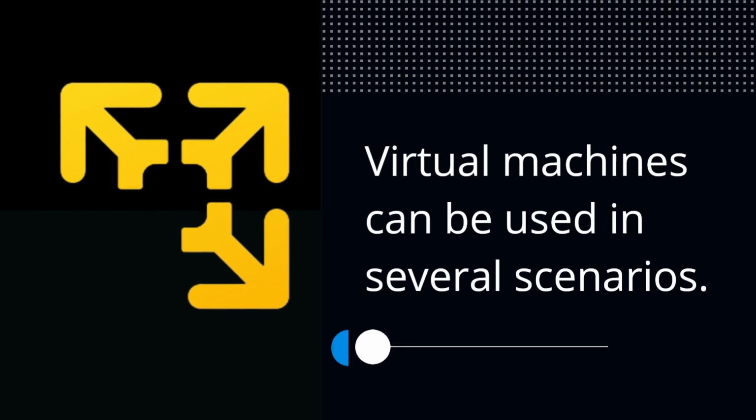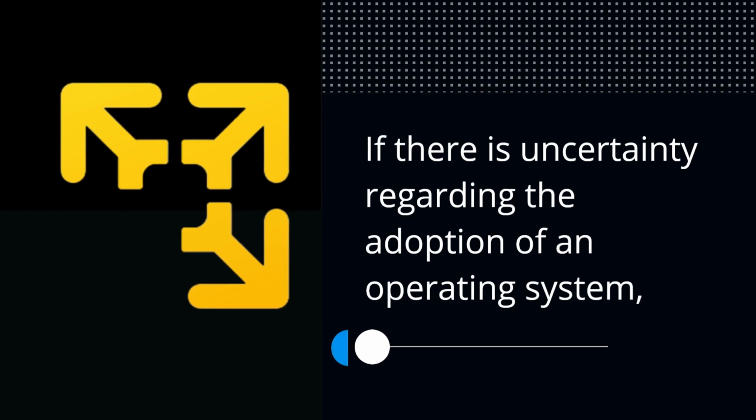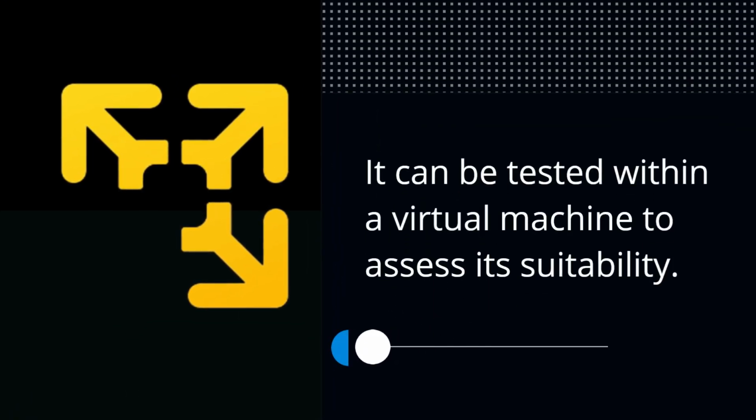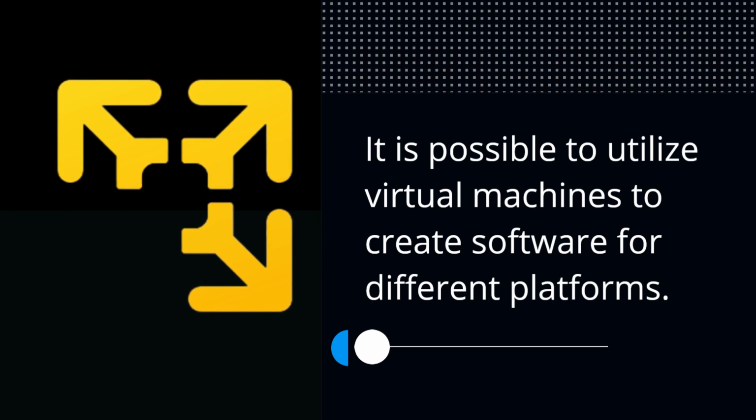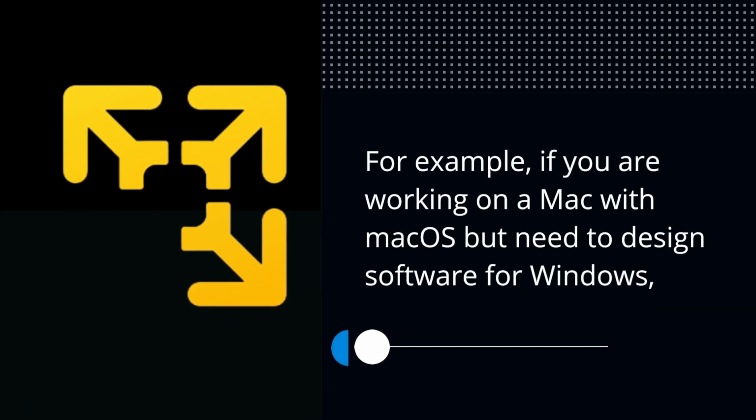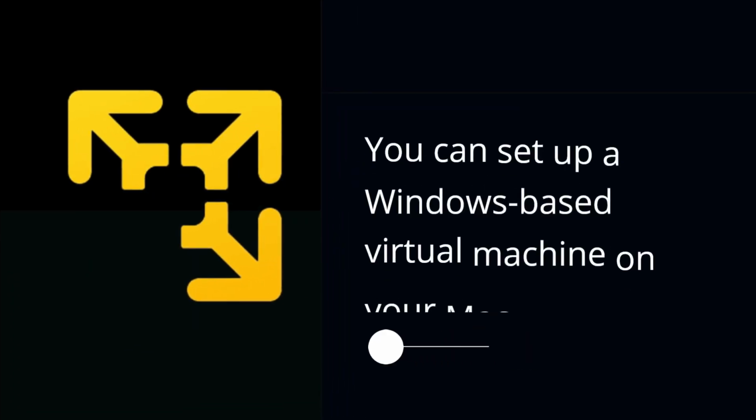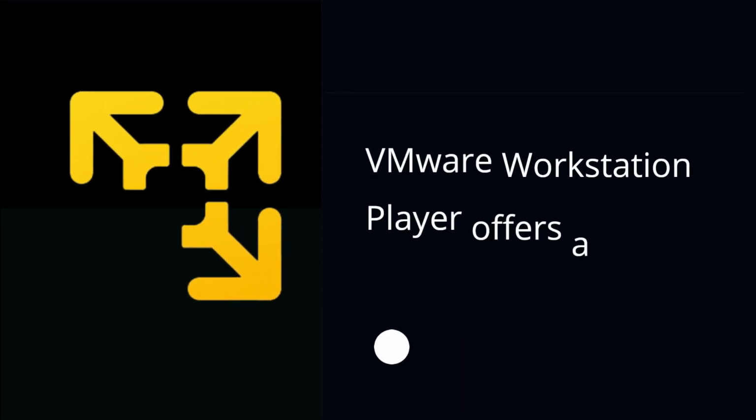Virtual machines can be used in several scenarios. If there is uncertainty regarding the adoption of an operating system, it can be tested within a virtual machine to assess its suitability. It is possible to utilize virtual machines to create software for different platforms. For example, if you are working on a Mac with macOS but need to design software for Windows, you can set up a Windows-based virtual machine on your Mac computer.